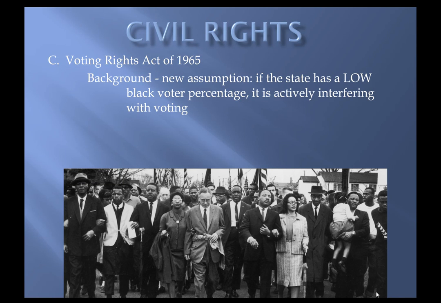They had kind of looked the other way and been like, whatever, states can do what they want. And with the Voting Rights Act of 1965, they're saying, nope, we're not going to do that anymore. So you remember the 24th Amendment got rid of the poll taxes, but we still had some other ones left, right? Anybody remember the other ways that we're keeping Black people from voting in the South?